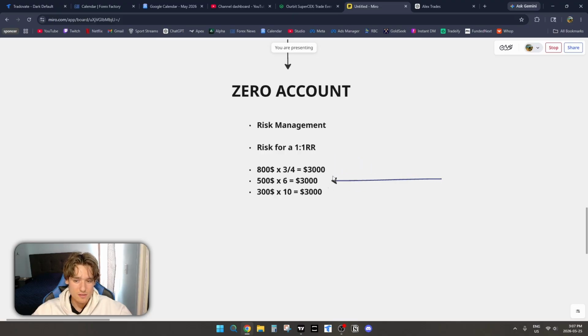So this is honestly a little bracket of the highest you should go to the lowest you should go. But my go-to is usually $500 per trade. 6 trades, you pass the account and you're getting ready for that payout.